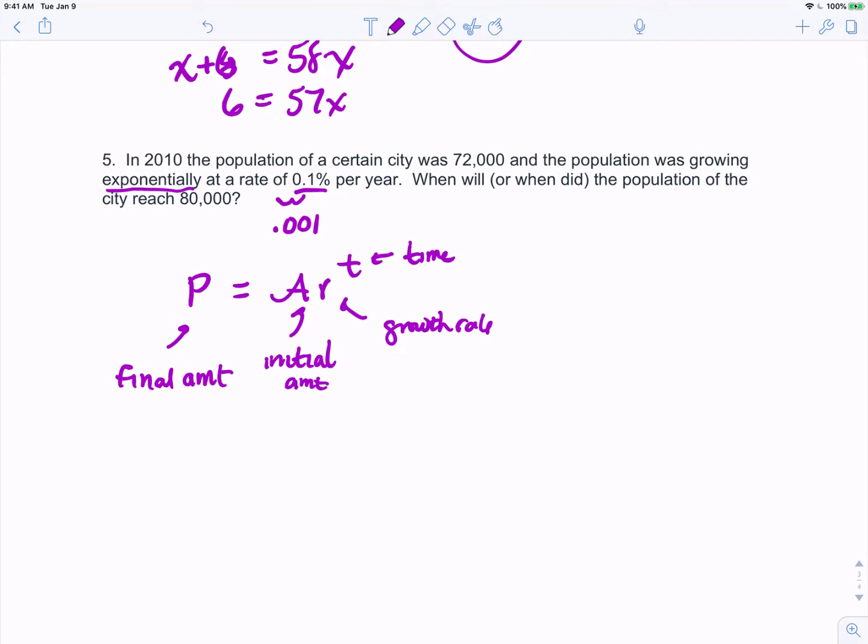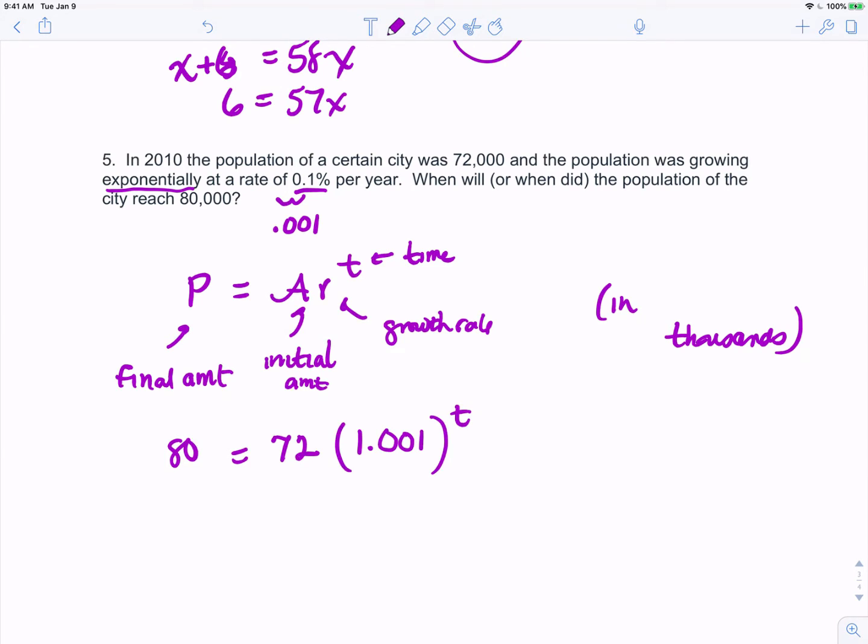So for our final amount, why don't we just say we're working in thousands, because that way we don't have to keep all of the zeros around. So 80 is equal to 72. So 80,000 is equal to 72,000. Our growth rate is 100% and an additional 0.001 each year to the t.